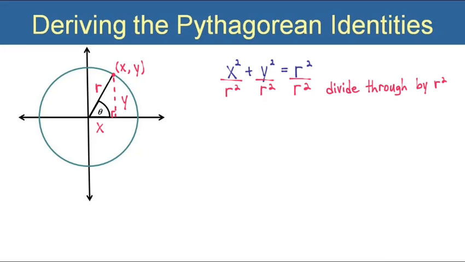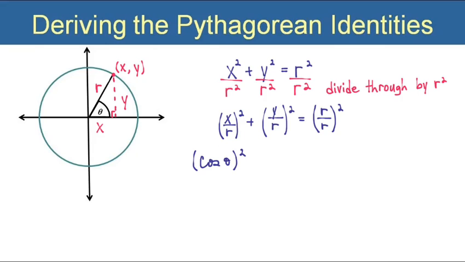That's just algebra. And then notice that x over r would be cosine. So x squared over r squared would be x over r all squared. Same thing for y over r. And same thing for r over r. Now x over r happens to be cosine. So this is cosine squared plus sine squared equals 1 squared, which is just 1.